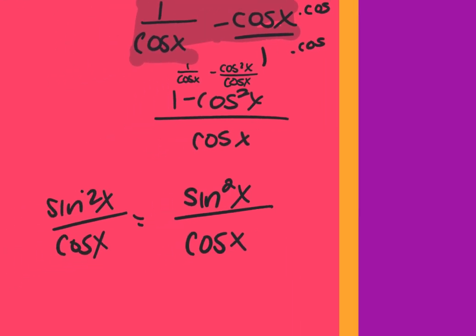1 minus cosine squared x over cosine. And then you'd go to your Pythagorean identities, and sine squared x plus cosine squared x equals 1. So if I move the cosine squared to the side with the 1, sine squared x equals 1 minus cosine squared x. And so you can replace 1 minus cosine squared x with sine squared x. And then you got the left side.